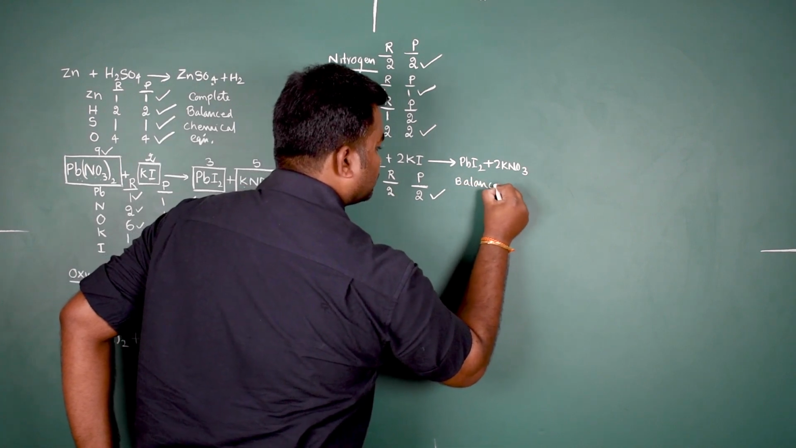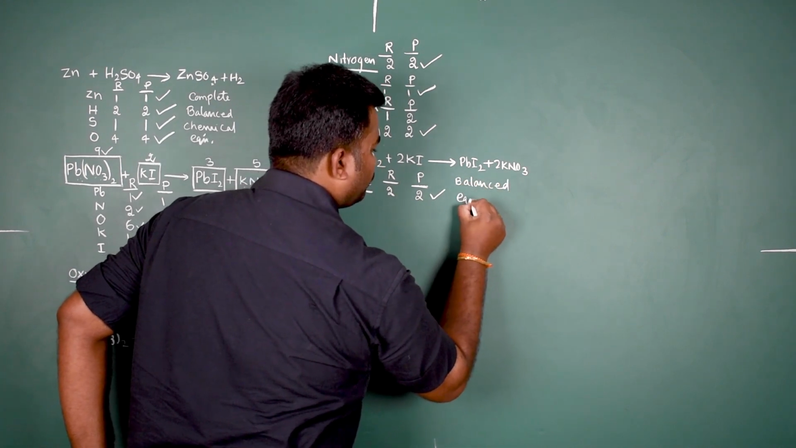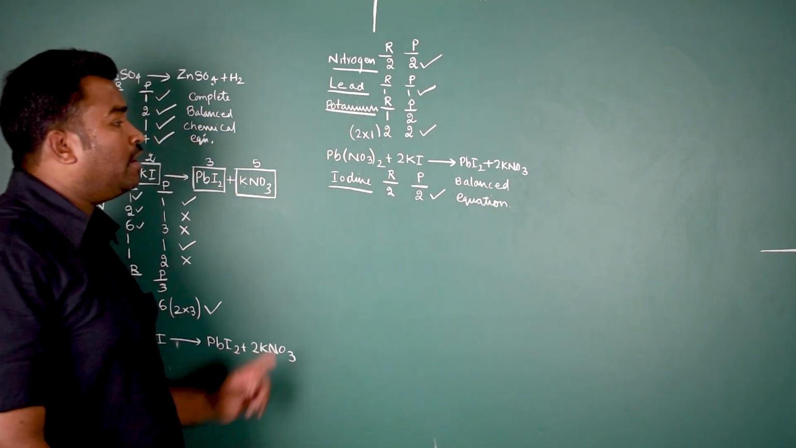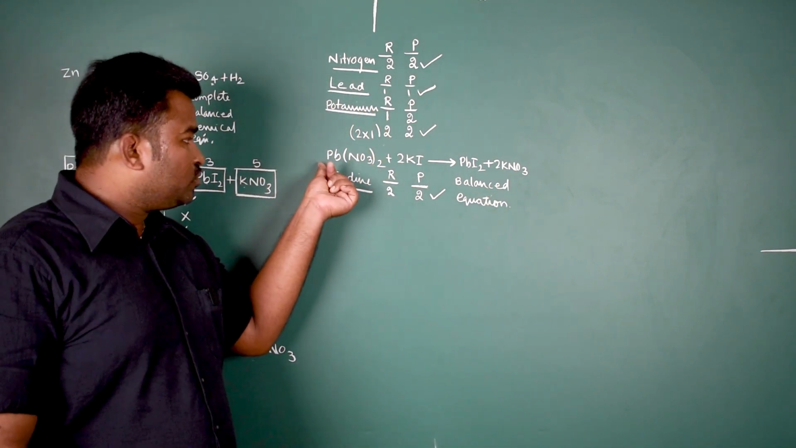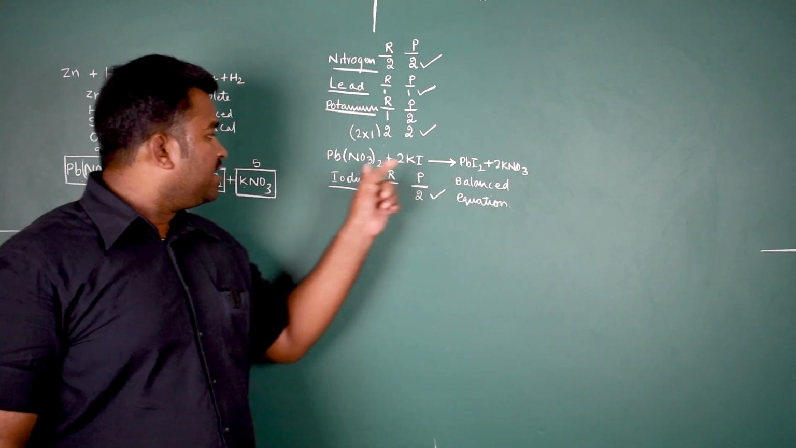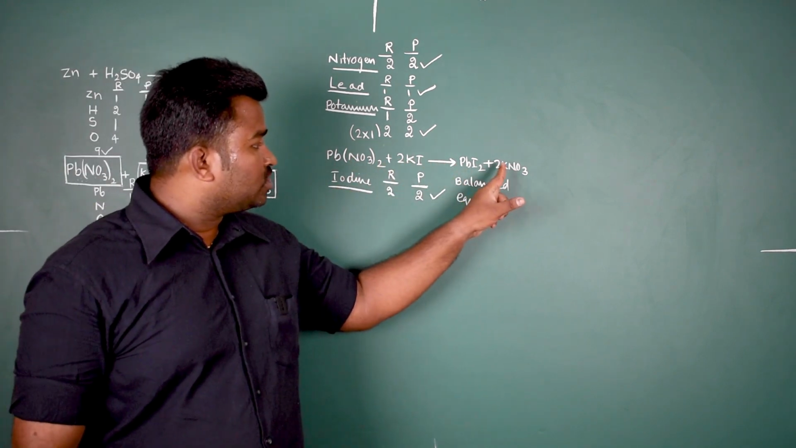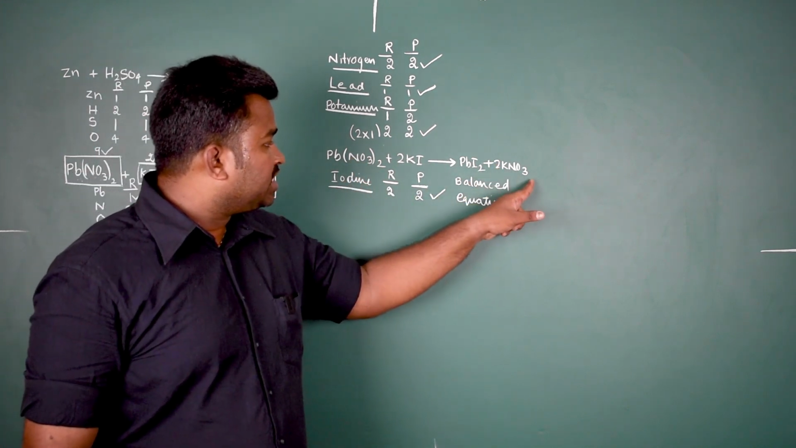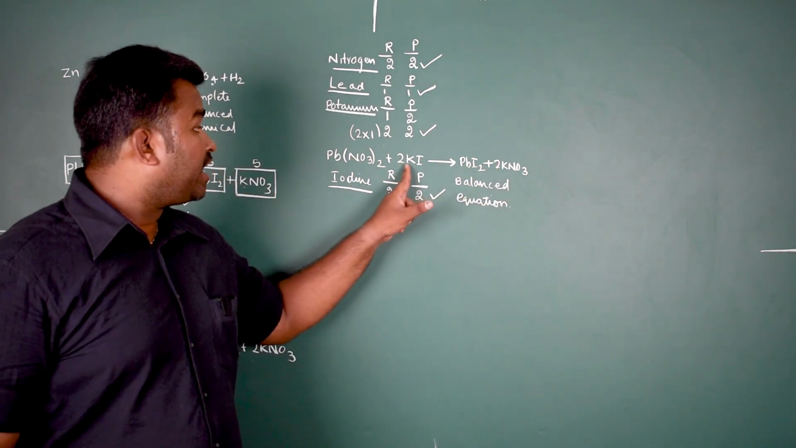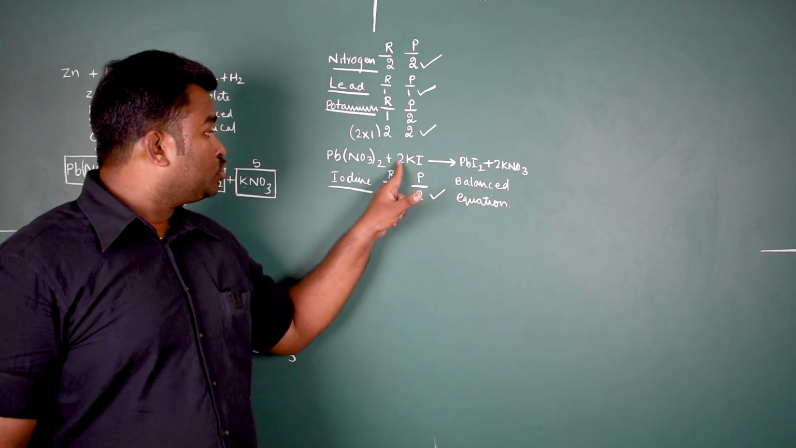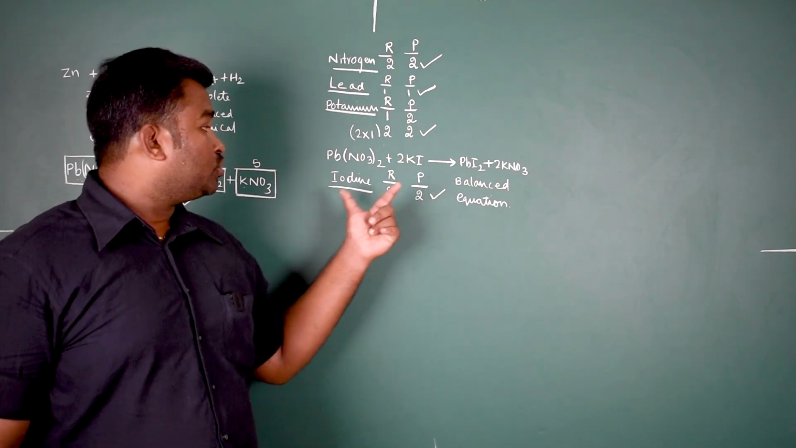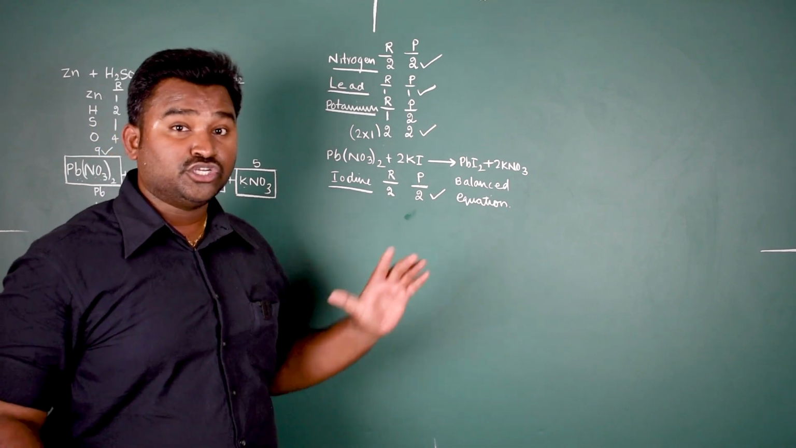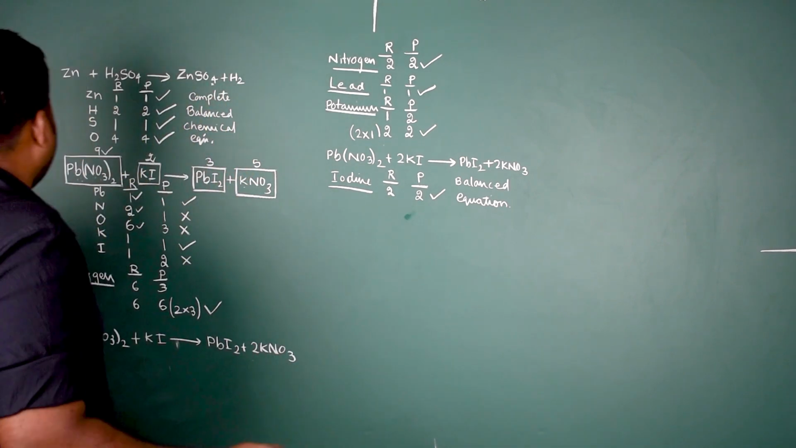Before you confirm this, you have to check once again. Here there is one lead, here there is one lead. Here there are two nitrogens, here also there are two nitrogens. And six oxygens, two threes are six oxygens. Two potassium, two potassium. Two iodine, two iodine. So now I can confirm that this particular reaction is balanced. You understand this? Let's take one more example.